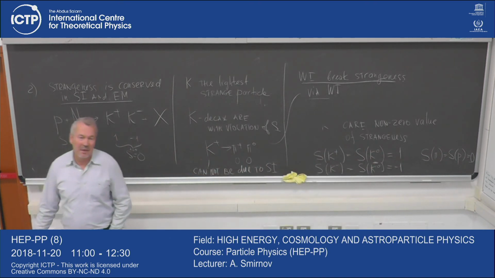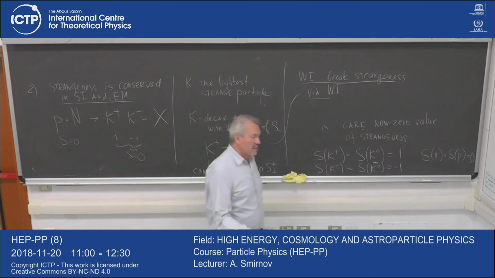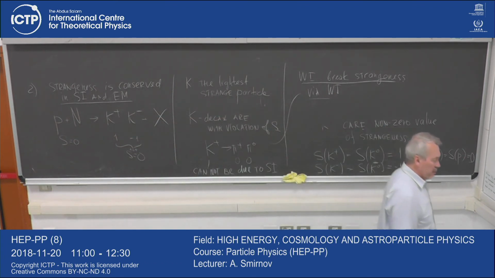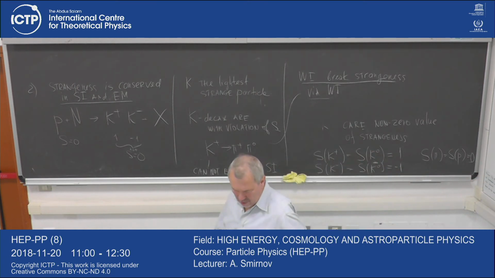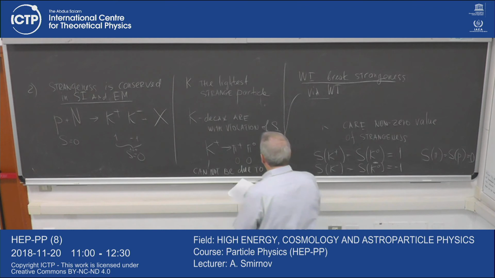Well, it's simple, in a sense. We have some particle which is produced by strong interactions, because you can satisfy kinematics, and you might have these processes. However, as far as decay is concerned, K is the lightest strange particle, and this is important. Then it can decay only with violation of this quantum number, strangeness, and therefore it can proceed only due to weak interactions.